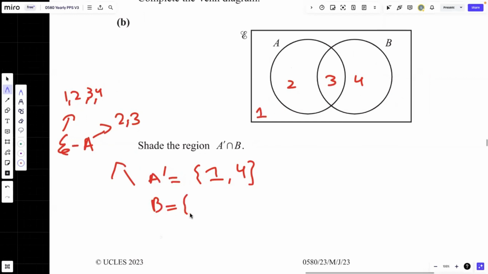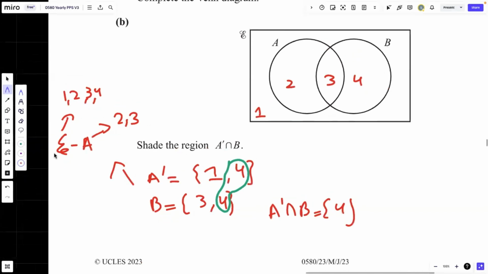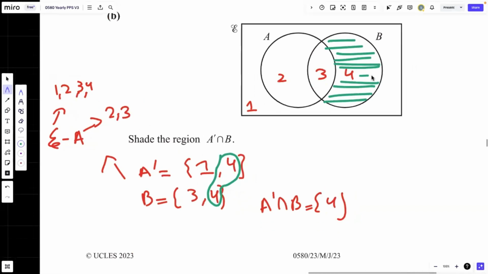And B is the set 3 and 4. If you look at the circle of B only, you'll realize that it has the numbers 3 and 4, so the elements are 3 and 4. Now what we do need is the intersection of both, which is straightforward. We get 4 as the intersection. So that's the intersection, and that is the region that should be actually shaded. That's your answer for this part.